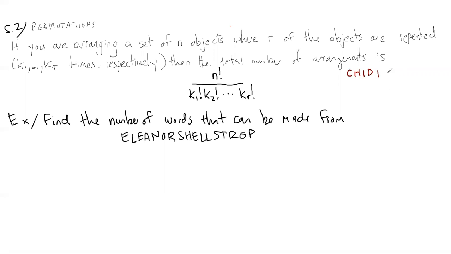So for example, we had this Chidi here. It's 5 letters, so n is 5. I repeats, so there's only 1 repeat. So the number of repeats is 1. And then the k that goes with that repeat, it repeats twice.